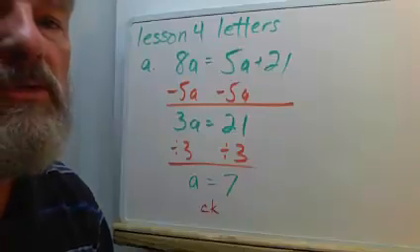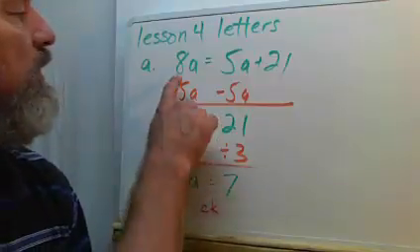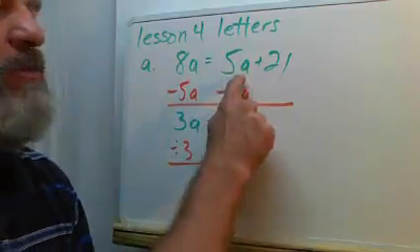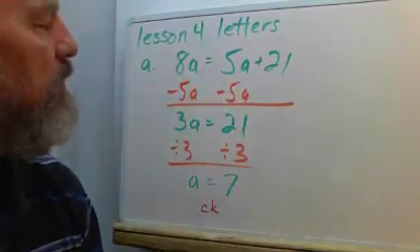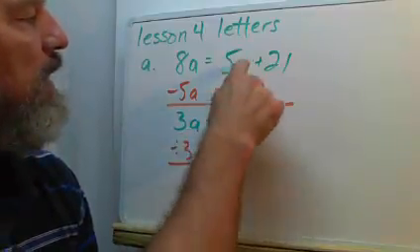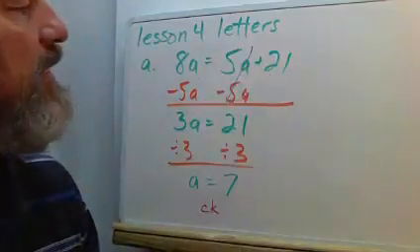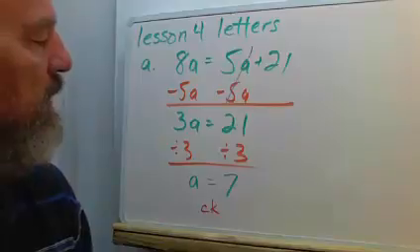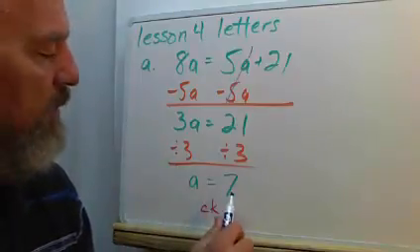Here are your solutions to the letter problems for lesson number 4. Our first problem is 8a equals 5a plus 21. Attack the smaller variable. It's positive, so we're going to subtract 5a from both sides. 8a minus 5a is 3a. And these two cancel each other out. 5a minus 5a is nothing, so we have 21. So we have 3a equals 21. Obvious step is to divide both sides by 3, and we have a equals 7.